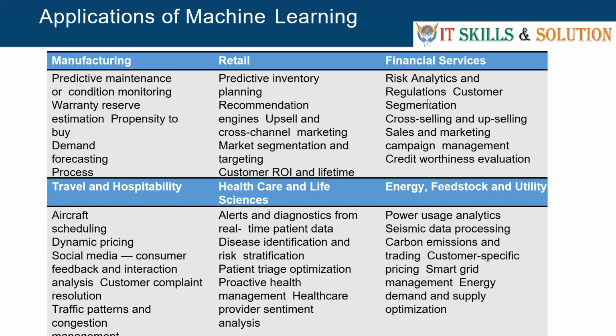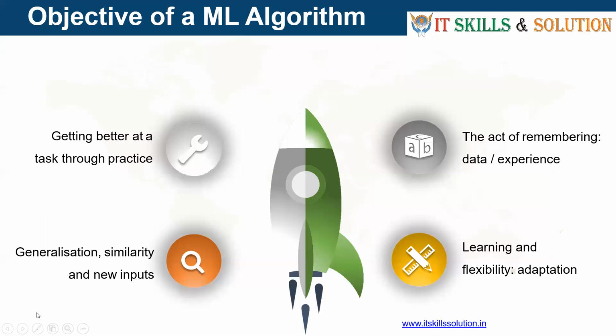Okay, then yes, there are lots of other things that come under machine learning. Then the objective: basically getting better at a task through practice. Then generalization. Yes, so we make a generalized model. As I told you in the starting, a child is drawing a pattern in his mind. So we always try to make a general pattern, we always try to make a generalized model. Basically, generalization simply means that which is applicable for all. That simply means the model is applicable for all.